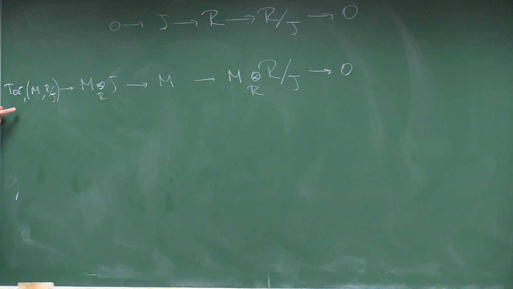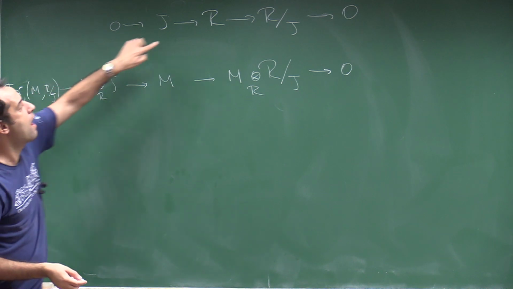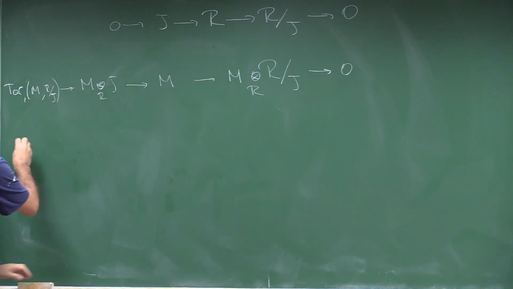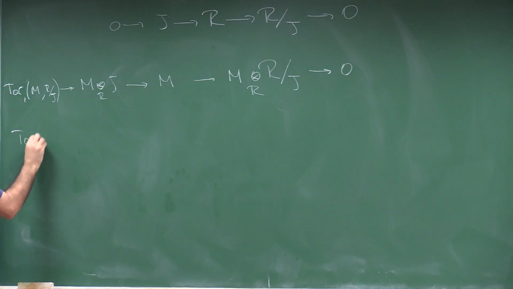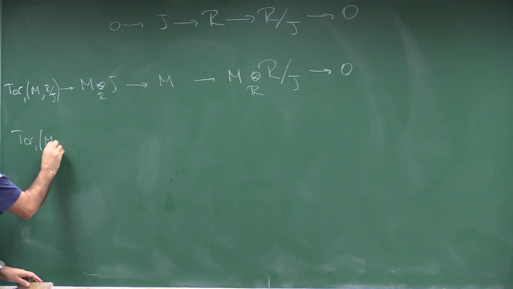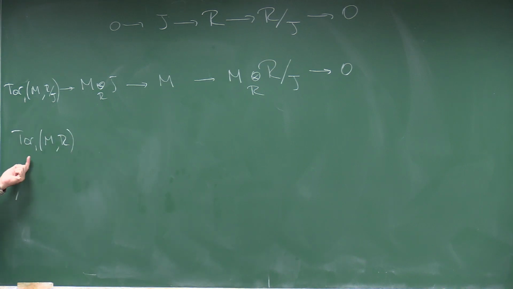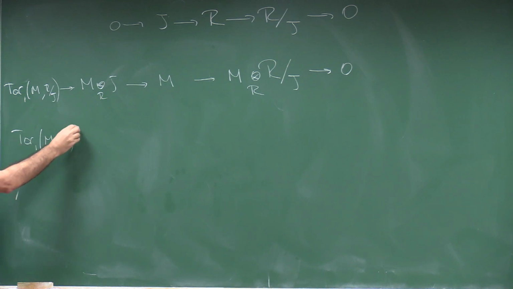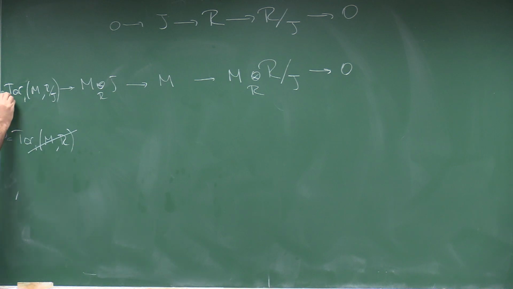The next guy is going to be Tor_1 of M and R. But now I know that Tor is balanced, and I can just take either resolution. And this guy is projective. So it doesn't matter what's the status of M, but this Tor is going to be 0, because R is projective. So this sequence is exact when I put a 0 here. This holds for any ideal J.